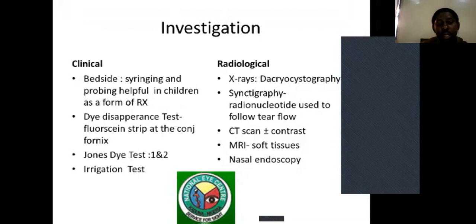Now, Jones dye tests 1 and 2 have been used in the past. It is a form of dye disappearance test. In Jones 1, you want to find out if there is an obstruction. In Jones 2, you try to determine the level of obstruction. So what you do in Jones 1 is you put a strip of fluorescein mixed with amethocaine into the conjunctival fornix, and then put cotton wool moistened with amethocaine into the nostrils, and you hope to have the cotton wool stained by the dye after 3 to 5 minutes. Where this does not happen, it is believed that there is an obstruction along the tract.